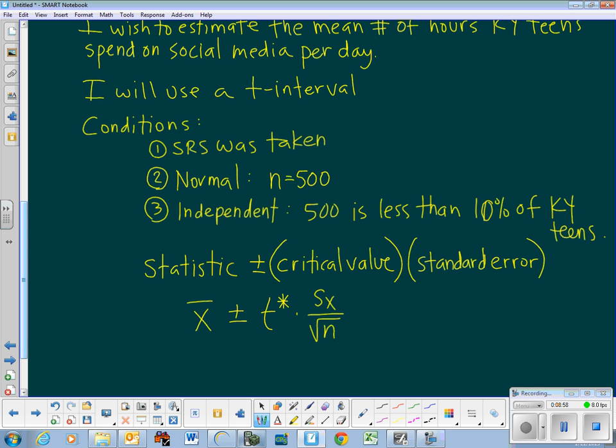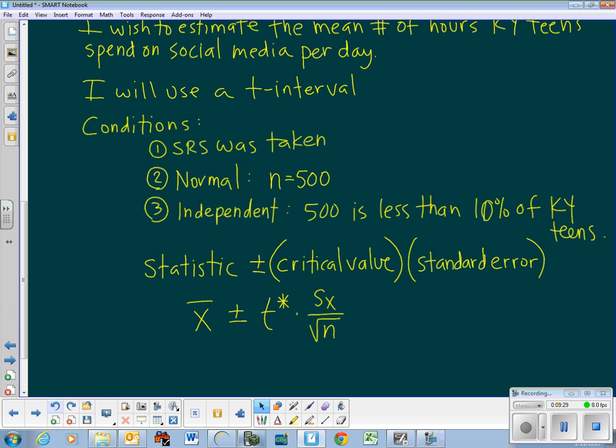All right, if we had known lowercase sigma, then that would have gone here, but that's that unrealistic thing that we do not know. So how do we deal with that? Well, we just use our sample standard deviation. If we do not know the population standard deviation, the next best thing is to use the sample standard deviation. And here's where t comes into play. If you do not know sigma and you have to use s instead, the sample standard deviation, that's when we use t instead of z.